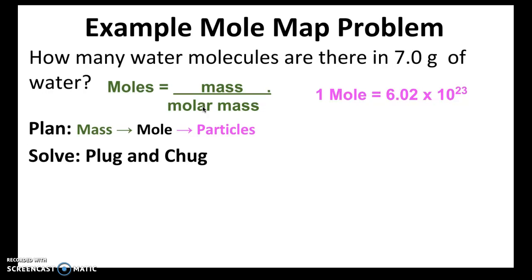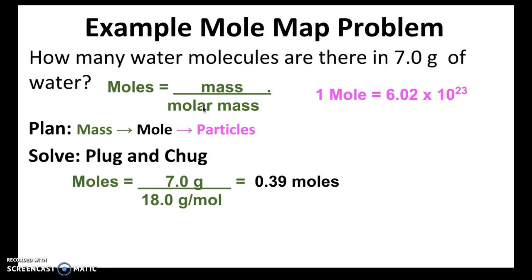So for the plug and chug method, I'm going to plug the numbers into each equation one at a time, starting off with the one that relates moles to mass. I'm going from mass to moles, so this will be my unknown for this first step. So moles is equal to 7 grams over the molar mass of water, which is 18 grams per mole. And I get this number, 0.39. So I go ahead and solve for my moles.